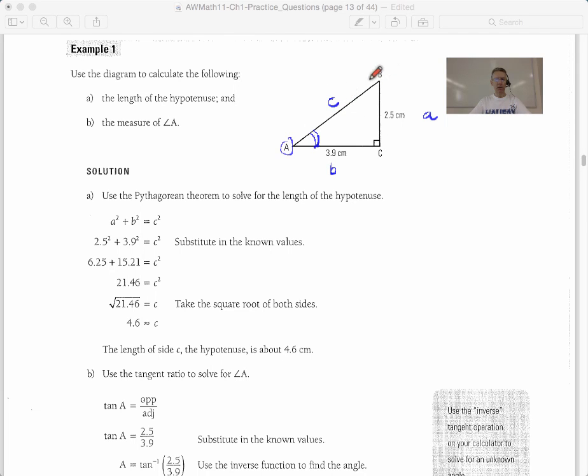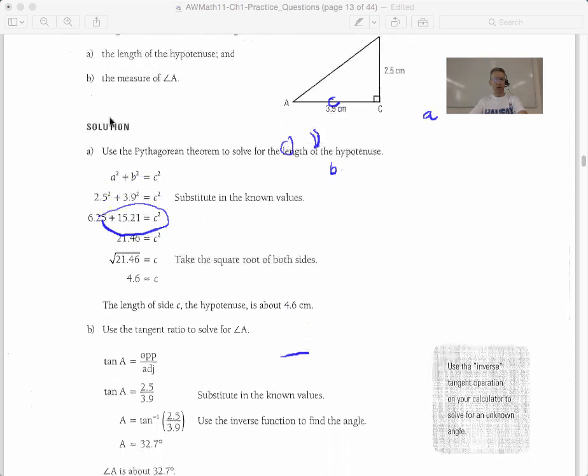So side C here is the hypotenuse and it's the unknown, so we have to write out Pythagoras theorem like this: a squared plus b squared equals c squared, and it's the c that we don't know, so we fill in a, b, and we calculate c. So read through this and you can see the calculation is there on the page in front of you. The length of side C ends up being 4.6 centimeters. Second part of this was to measure angle A. So let's see how they measure angle A.